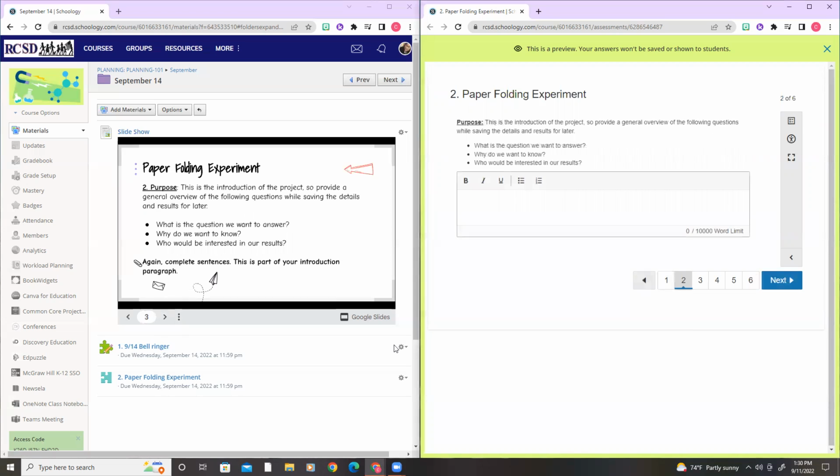So the purpose, this is the introduction of the project or the introduction to our paper. We need to provide a general overview of the following questions while saving the details and results for later. So what is the question we want to answer? Why do we want to know? Who would be interested in our results? Again, use complete sentences. This is your introduction paragraph.